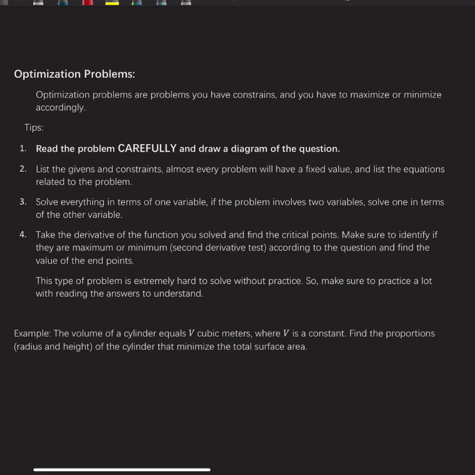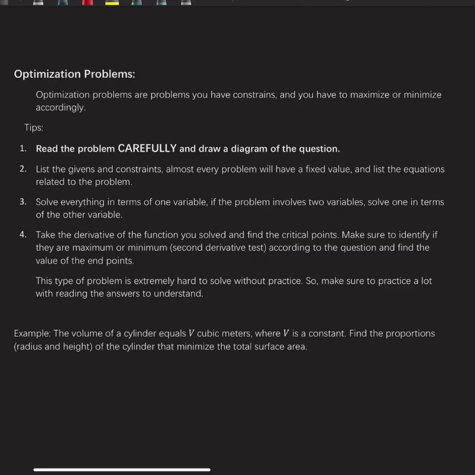And next, list the given constraints. For almost every problem, you have a fixed value, for example, a value that is constant. Then solve everything in terms of one variable. If it involves two or more variables, solve in terms of one variable.